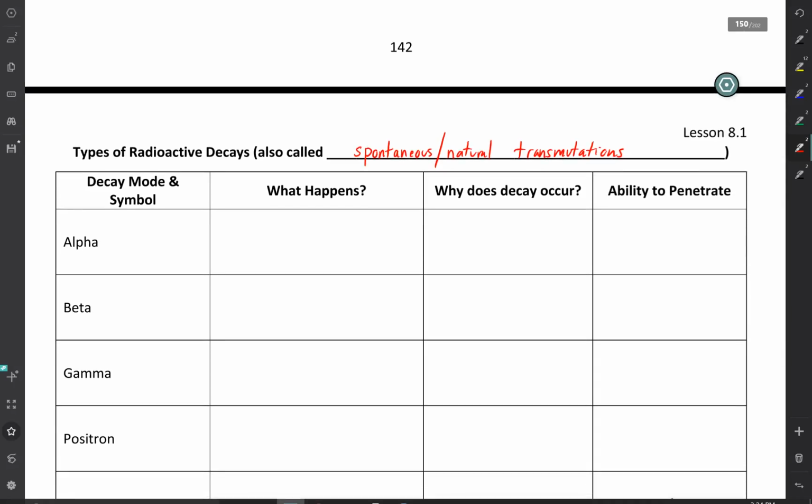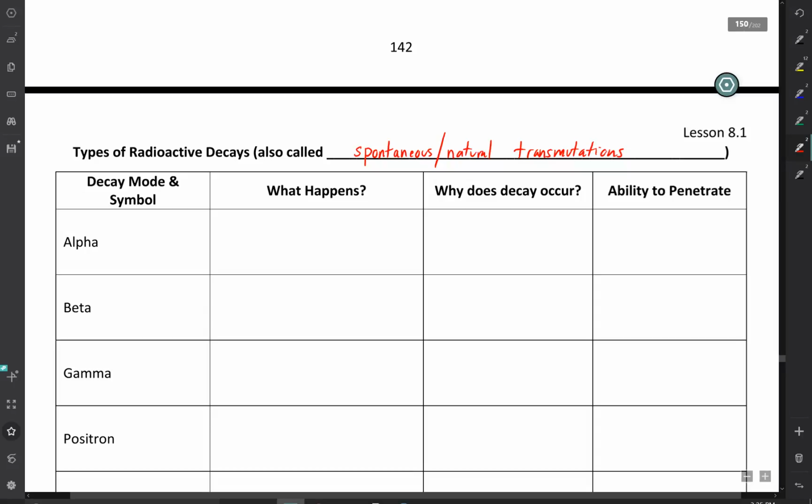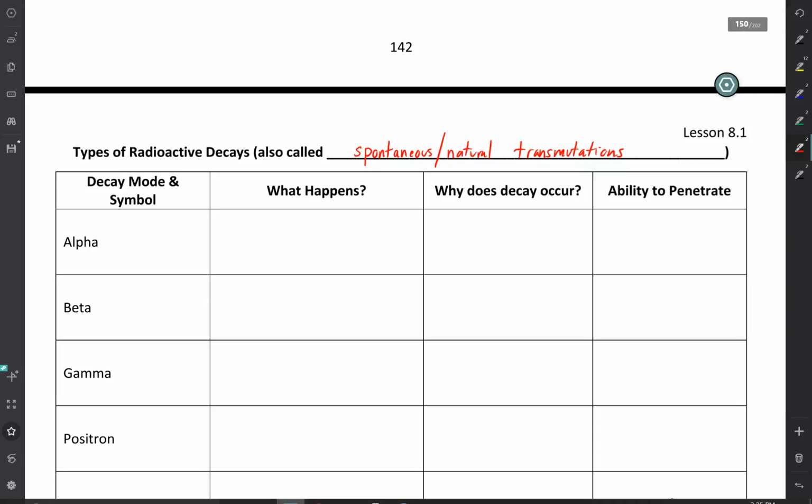Okay, so these are the 4 things that I really would like you to know about these different types of natural decays. Again, so many different names: spontaneous transmutation, so on and so forth. I want you to know the symbol of the decay mode, and this can be found on your reference table, Table O. I want you to know what's happening inside the nucleus, essentially what change is taking place, be able to briefly explain why that type of decay is occurring, and then as that decay particle is emitted, its ability to penetrate the human body. So we're talking about basically high, medium, or low. Can it be stopped by your skin?